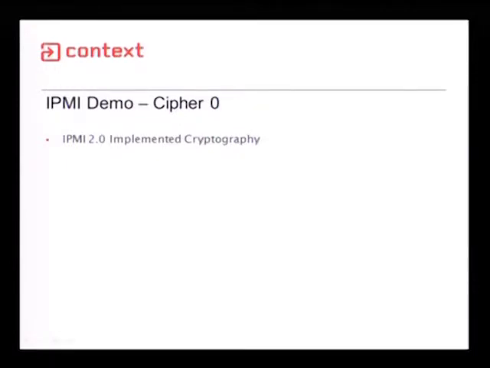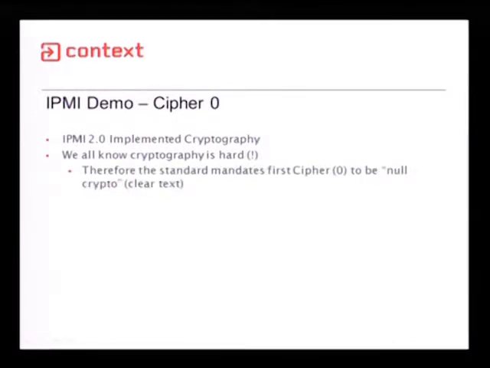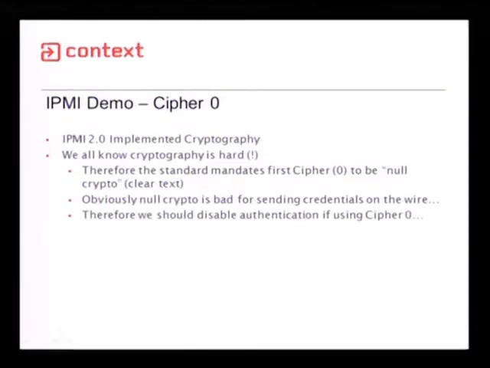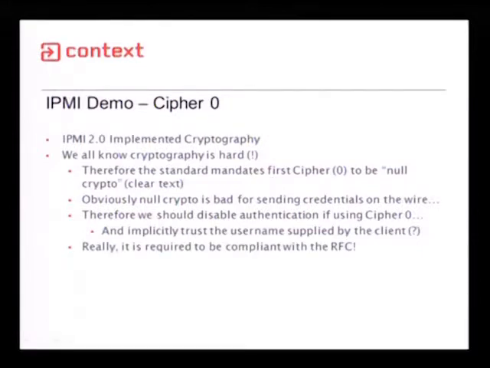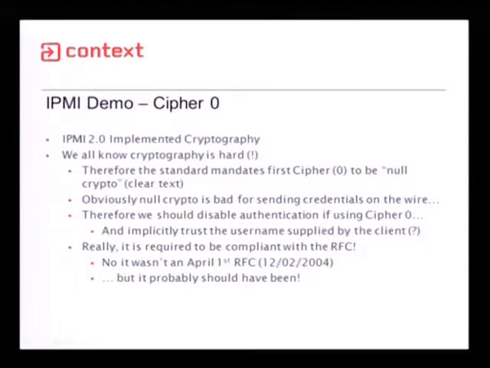Cipher 0, we've mentioned it a number of times. Fundamentally, one of the challenges was when IPMI 2.0 was released, they said, okay, look, we had no crypto before, we should apply cryptography, it's best practice. We know that cryptography is hard, okay? So let's set the very first cipher that you can select to be no crypto at all, yeah? Makes sense? In that circumstance, we need to understand that sending our creds over the wire is going to be a bad thing. So let's not do that. Let's just disable the authentication and trust that the username that the user has supplied is a valid username. I don't think I need to say very much more, do I?